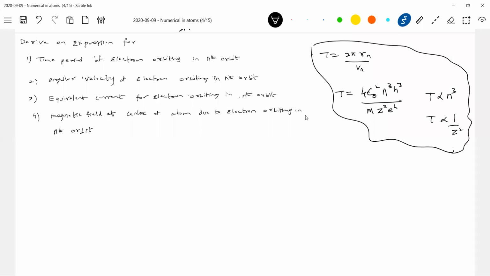Angular velocity, I think, is like 2 pi by capital T. So from here you can manage it. Since omega is equal to 2 pi by T, from that what happens? Omega will be proportional to 1 by n cube and proportional to Z square.